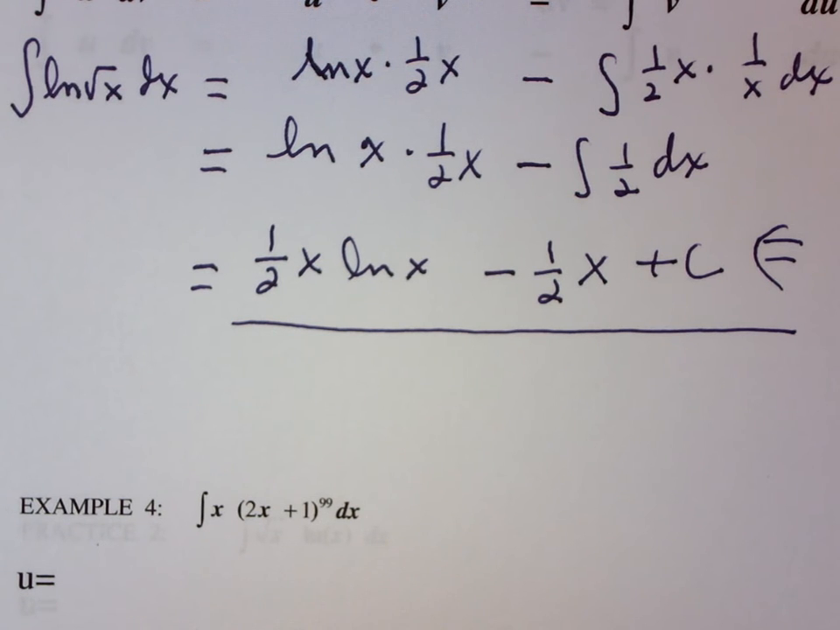What about the next one? What's u? x. Why wouldn't I want to make it 2x plus 1 to the 99? Then, if I want to differentiate, remember, u is what I differentiate. And if I wanted to differentiate 2x plus 1 to the 99, and I wanted it to go away, how many times would I have to do it before it went away? At least 99 times. Do I want to do that? No.